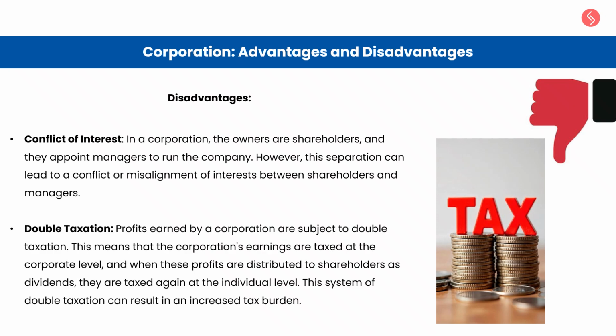Double taxation. Profits earned by a corporation are subject to double taxation. This means that the corporation's earnings are taxed at the corporate level, and when these profits are distributed to shareholders as dividends, they are taxed again at the individual level. This system of double taxation can result in an increased tax burden.